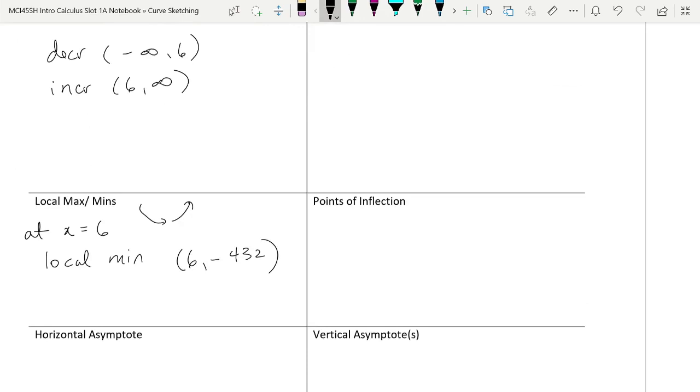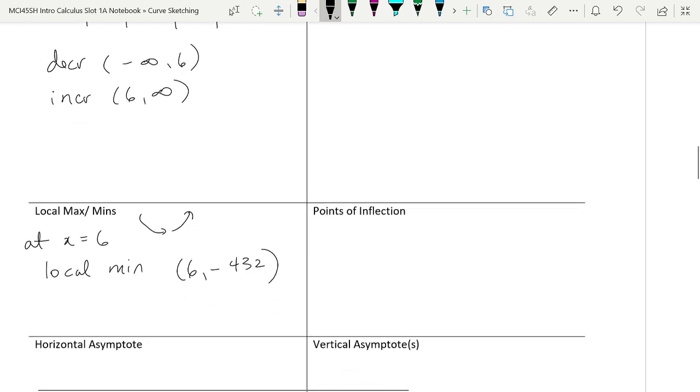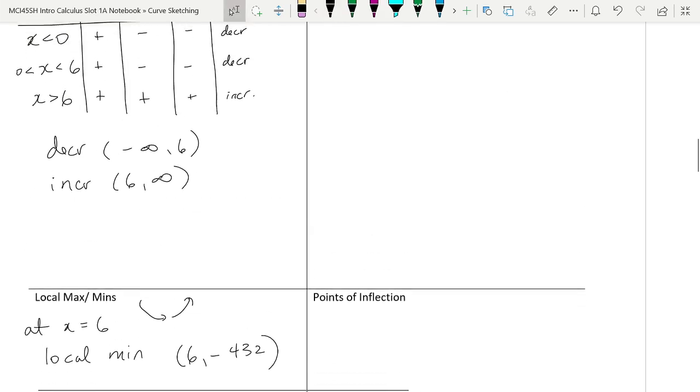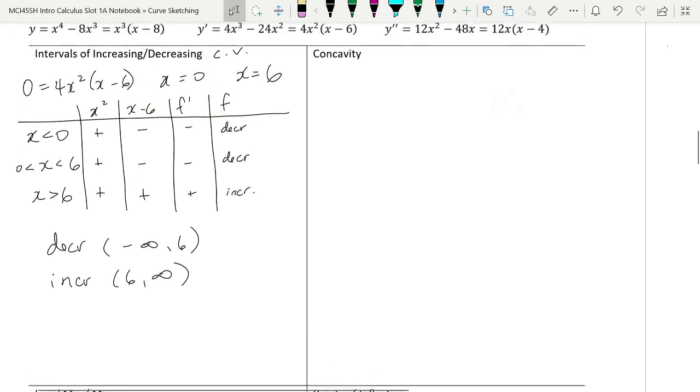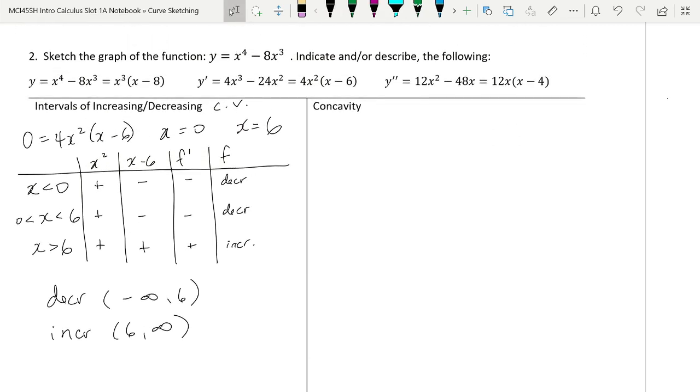We've dealt with local maxes and mins. We don't have any local maxes, but we do have a local min at 6, negative 432. And we actually also know that it's an absolute min, because, as we talked about, the two arms have to go up forever. All right, let's deal with concavity. So for the concavity test, we go to the second derivative.